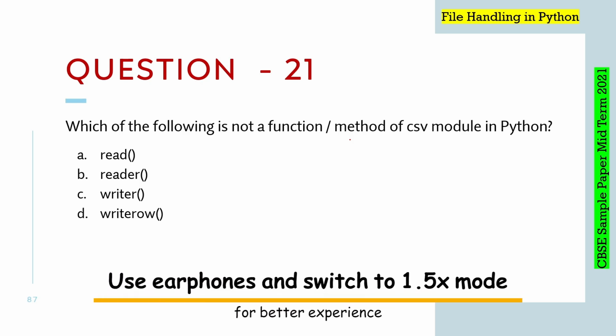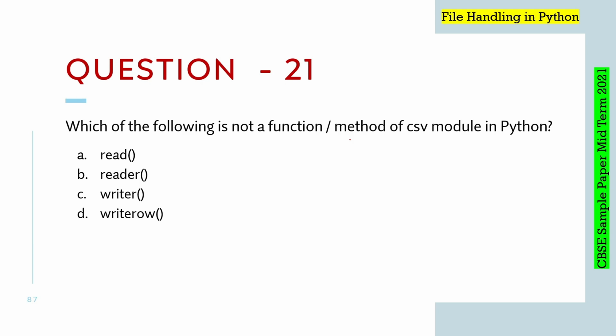So this is question number 21 from the CBSE sample paper midterm 2021, and this question comes under the topic file handling in Python. In this particular question, four functions have been given to you and it has been asked out of these given four options, which one is not a function or method in the CSV module in Python.